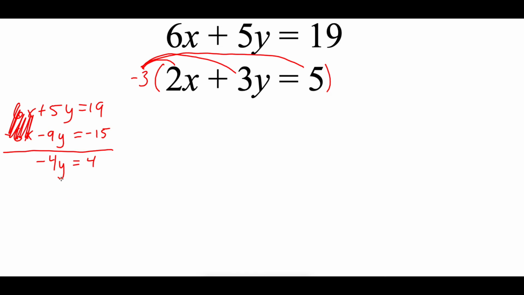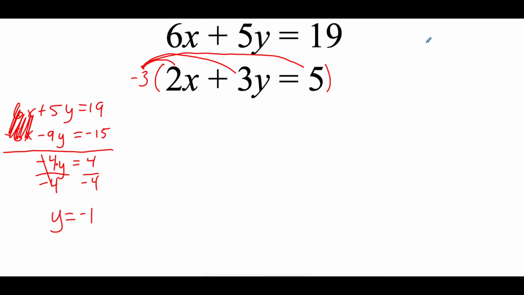We do want to get rid of the negative 4 that's in front of the y. Negative 4y really means negative 4 times y. So to get rid of that multiplication, we're going to divide both sides of our equation by negative 4. When we do that, we should get y equals negative 1.